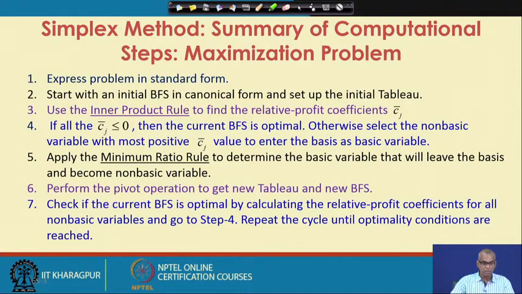Check if the current basic feasible solution is optimal by calculating the relative profit coefficients for all non-basic variables, and go to step 4, where you check whether all the relative profit coefficients are less or equal to 0. Repeat the cycle until optimality conditions are reached, and the optimality condition for maximization problem is for all non-basic variables, the relative profit coefficient C j bar will be less or equal to 0.